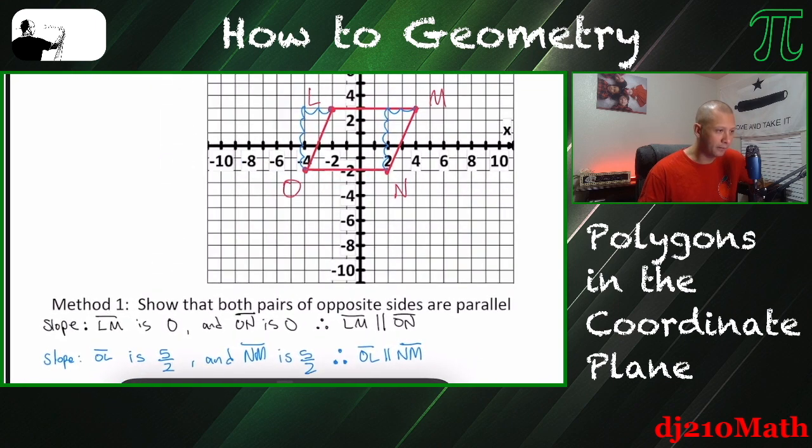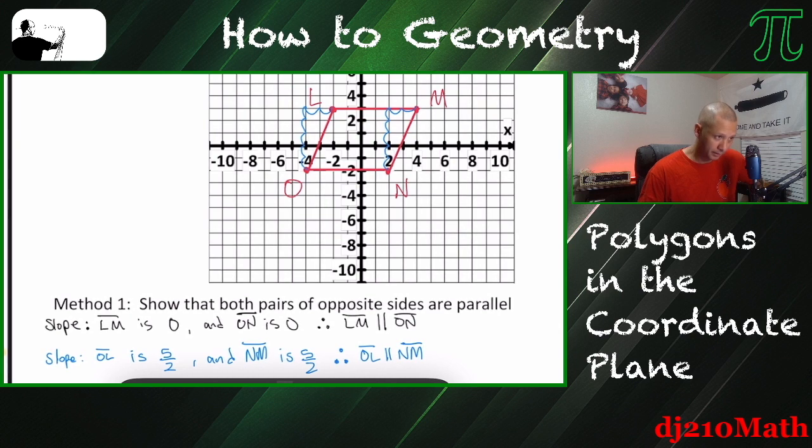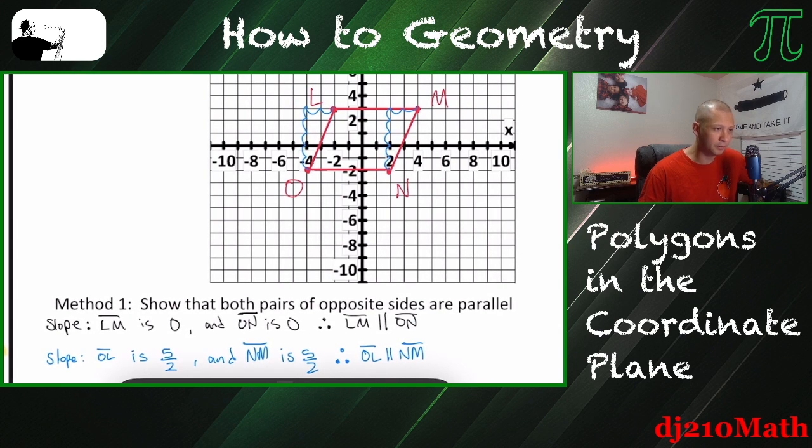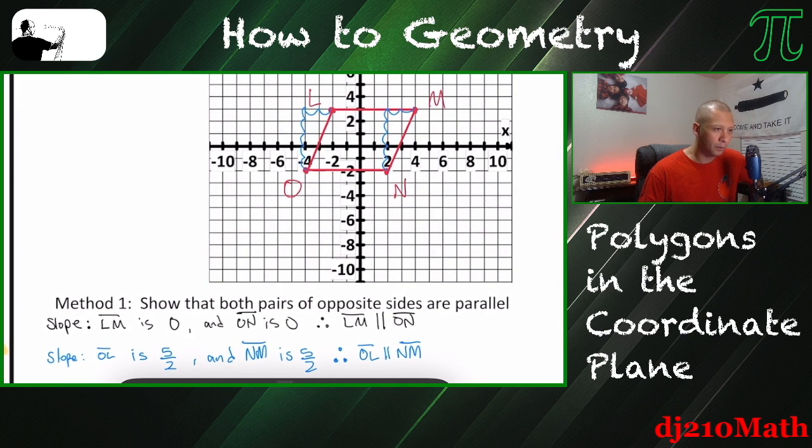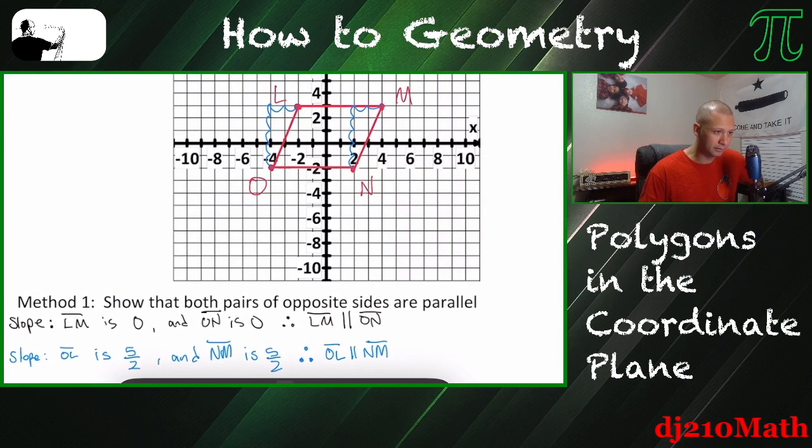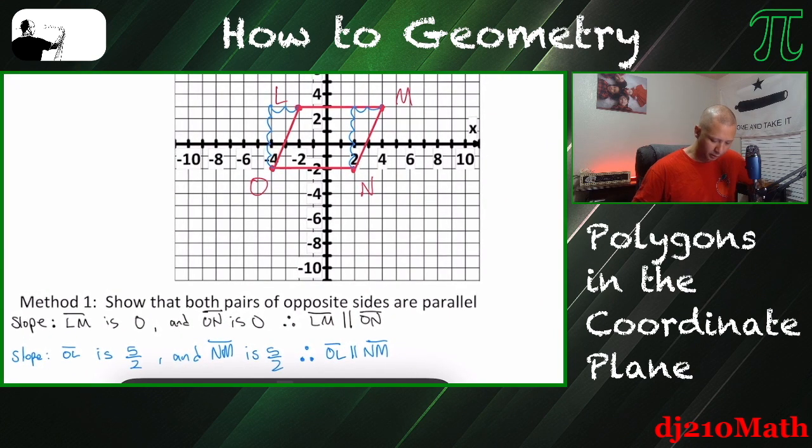So the slope of OL is 5 over 2. Segment NM, the slope is 5 over 2. Therefore, OL is parallel to NM. And we can make our concluding statement. In conclusion, therefore, LMNO is a parallelogram. That's what we wanted to show.